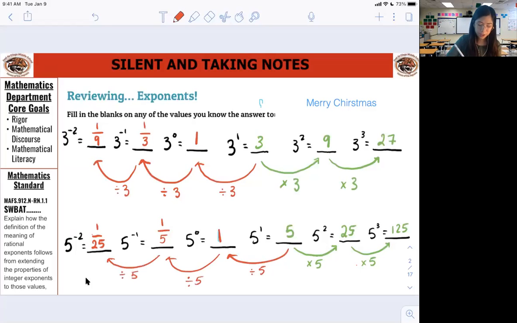And here's where I have fractions. So let me do this. Let me just move this up a little bit so that I can fit it.